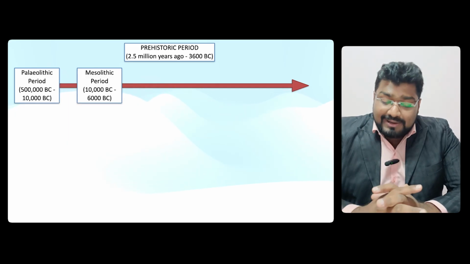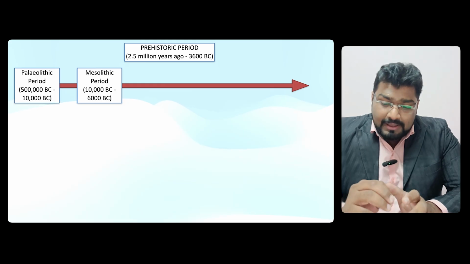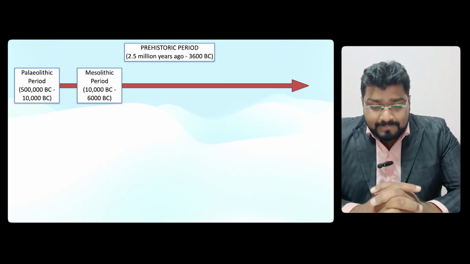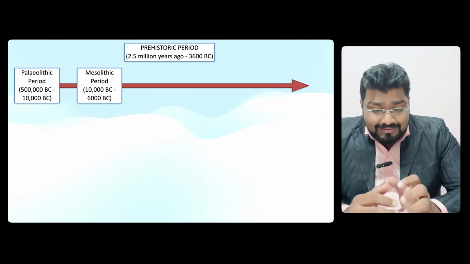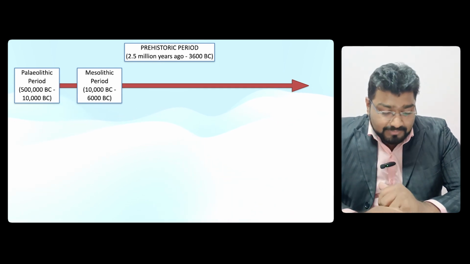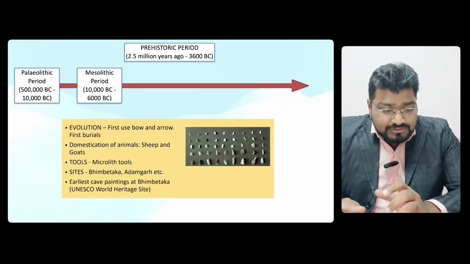As the ice began to melt and the world grew warmer, something changed. Right, man discovered the rhythm of nature. Now they weren't just surviving; they were adapting, learning, and preparing for a bigger leap. So, in the Mesolithic period, you will now see further evolutions.